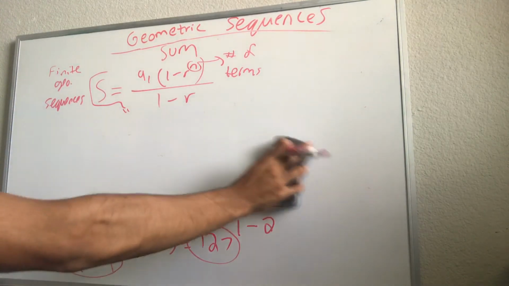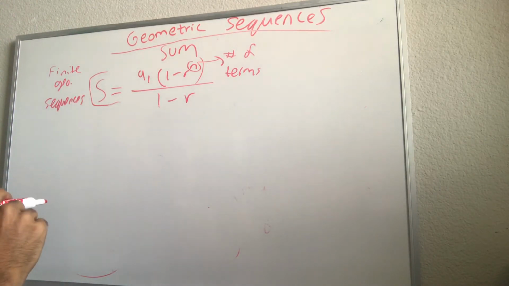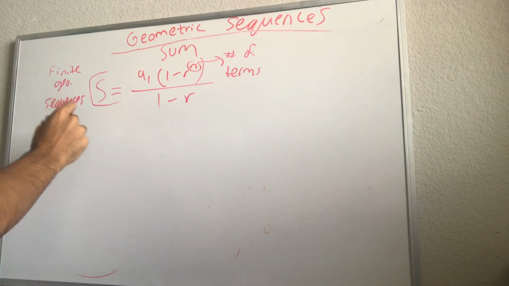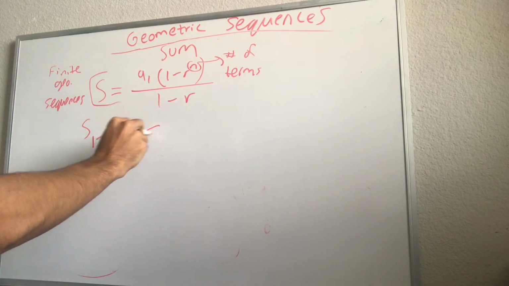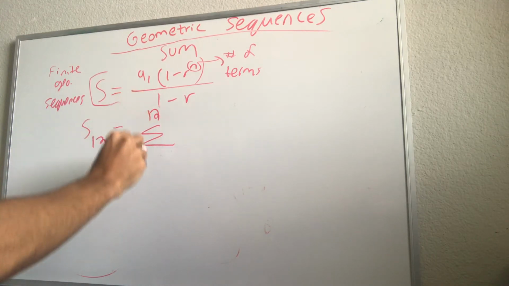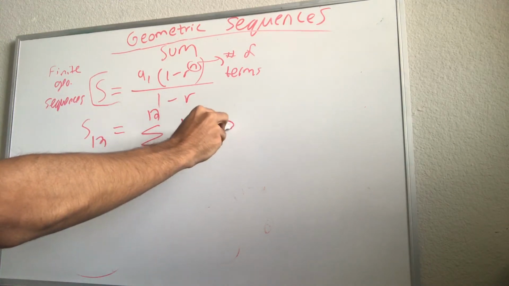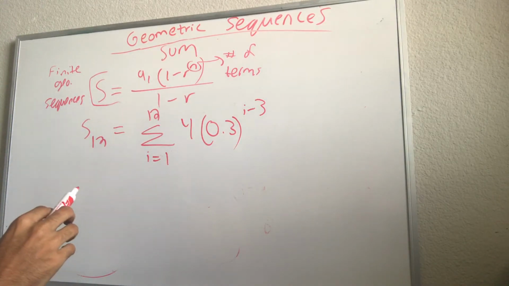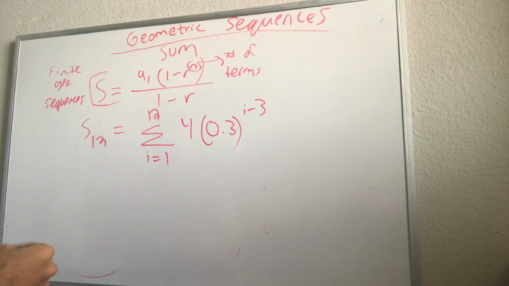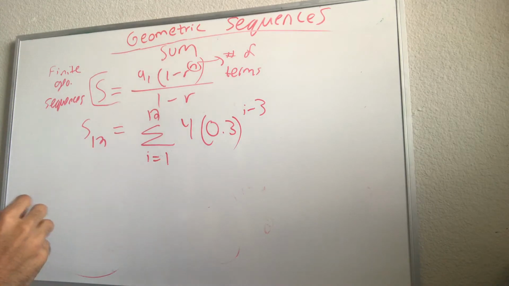So there's another problem I have. Again, it's just going to utilize that same concept. The second problem states that you're given S12, the summation sign, with i equal to 1 to 12, of 4 times 0.3 to the power of i minus 3. Now we look at this and we want to find the sum. Again, this is a finite geometric sequence because we have i equal to 1 and 12, the minimum and the maximum values.